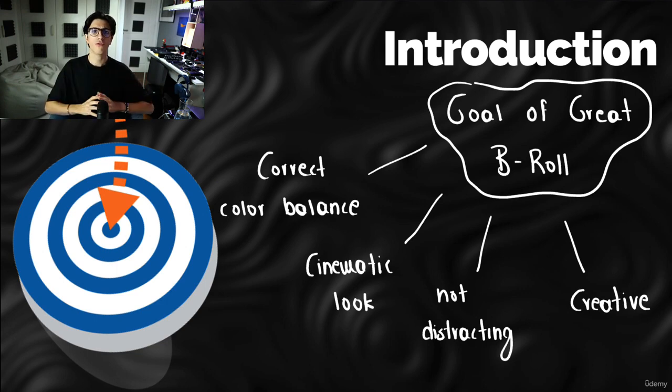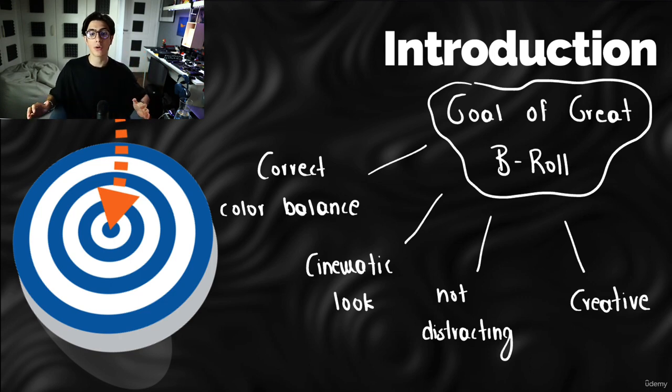So the goal of a great B-roll. These are the key things that I want you to keep in mind while we're going through those slides in this lesson. First of all, you need to nail a correct color balance. This is the first goal to achieve a great B-roll. You need the color to be on point.